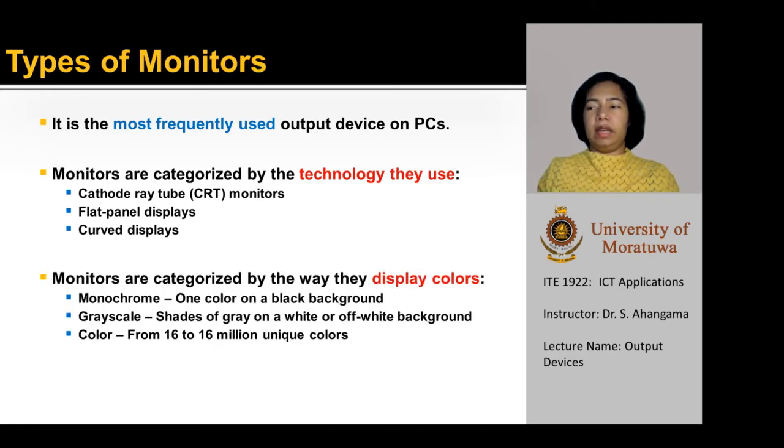Also, monitors are categorized by the way they display colors. Monochrome, one color on a black background. Grayscale, shades of gray on a white or off-white background. Color, it can vary from 16 to 16 million unique colors. Let us go through the main types of monitors available today.